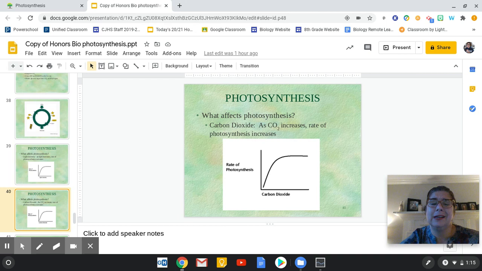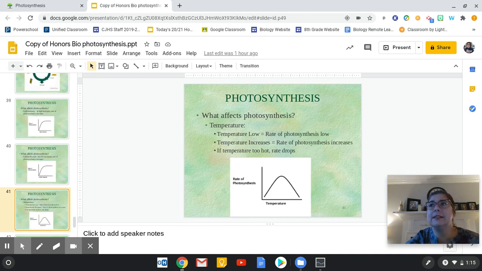Another is changing the amount of carbon dioxide in the environment. More carbon dioxide available for the light independent reaction, the Calvin cycle, means that cycle can happen more often. That means you're going to produce more glucose. The rate of photosynthesis increases. So there are different variables that could affect how fast photosynthesis occurs, or even if it occurs at all.